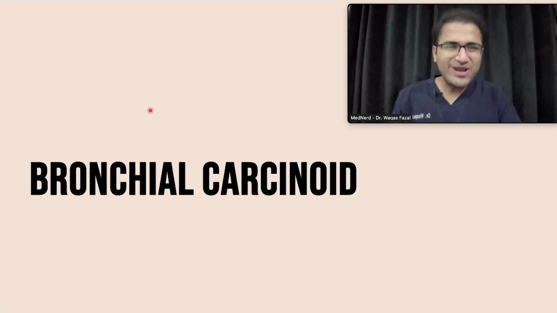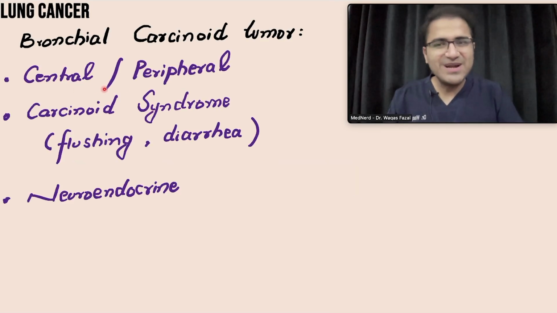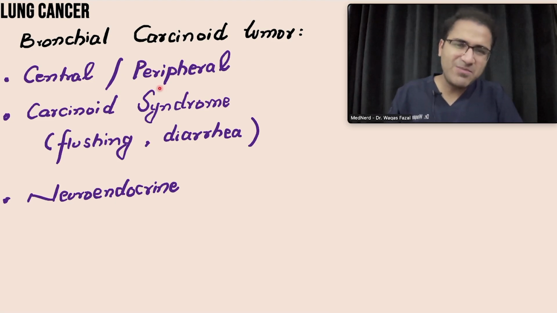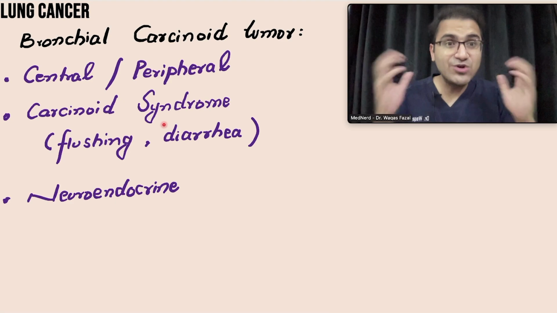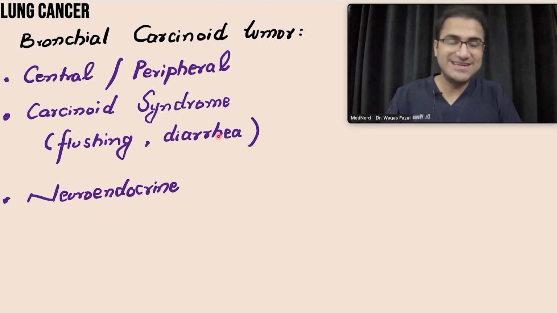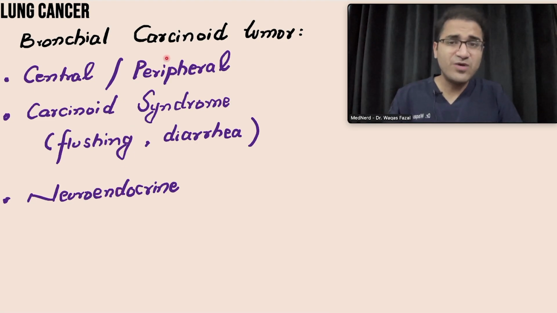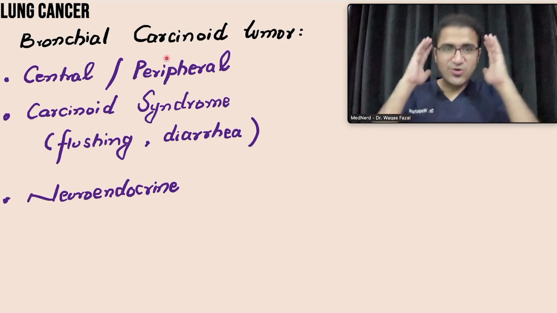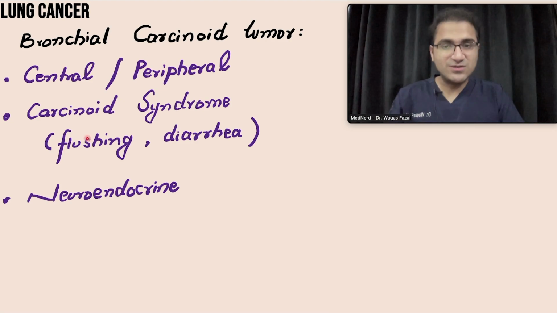Now I'll be briefly talking about bronchial carcinoid, a neuroendocrine tumor which is not very high yield, but you can simply remember it that it is a central, it can be a peripheral lung cancer. The important point is that carcinoid tumors produce serotonin, and whenever they produce serotonin, they result in flushing, they result in diarrhea, and it is a neuroendocrine tumor. So the main important point is whenever you hear the word carcinoid, serotonin should come into your mind. And what does serotonin syndrome cause? It causes flushing and it causes diarrhea.